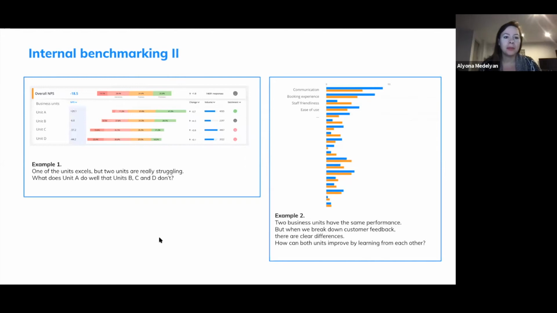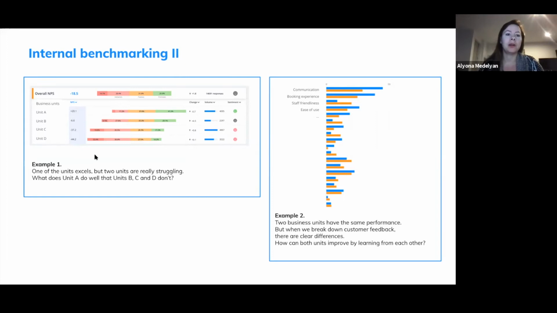Another two examples. This one is a benchmarking dashboard, where we have a company with 4 business units, and they're measuring their NPS, and you can see that one of the units is significantly better than others. So they have an NPS of 20, whereas unit D, for example, has -44. As a result, we can see which units are struggling. And now you can do a deep dive into why and what can be done about this.